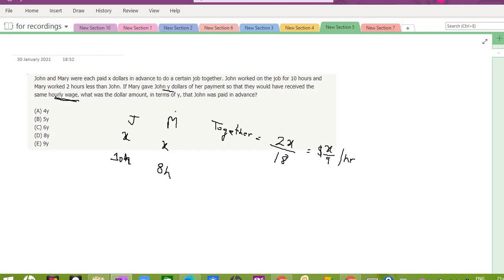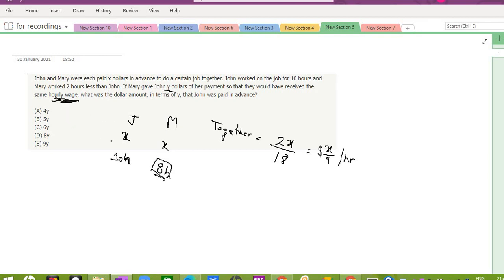Now, why does Mary want to give John Y dollars of her payment? Because quite clearly Mary worked less. But even then, both of them are getting paid an equal amount. So this is something Mary does not like. Since she worked less, she thinks that this is not justified. So she should give some of the amount to John so that both of them receive the same hourly wage.